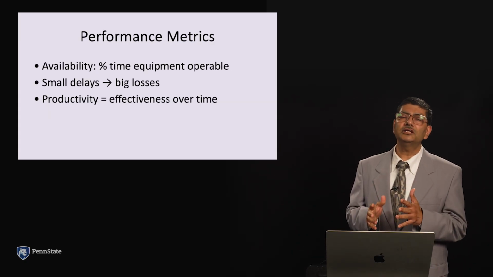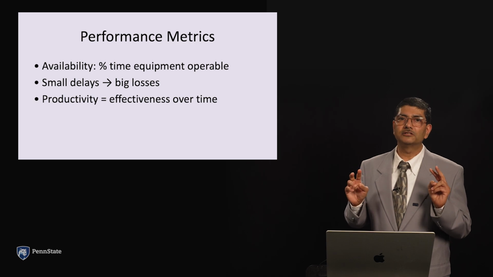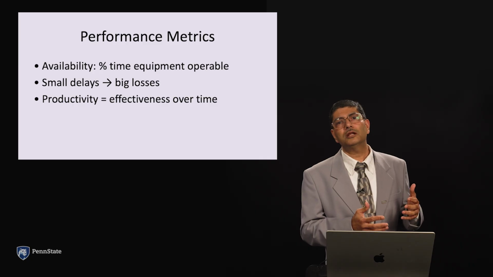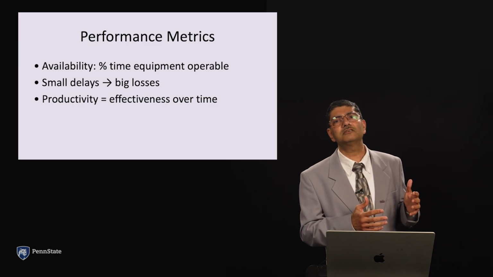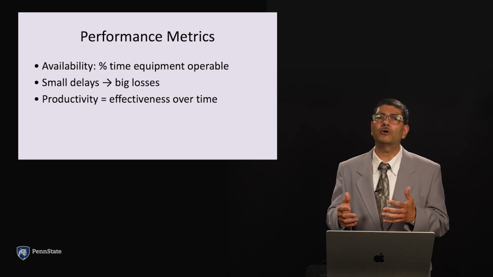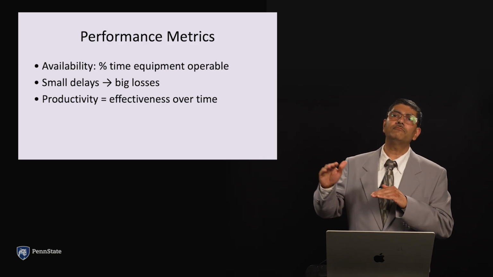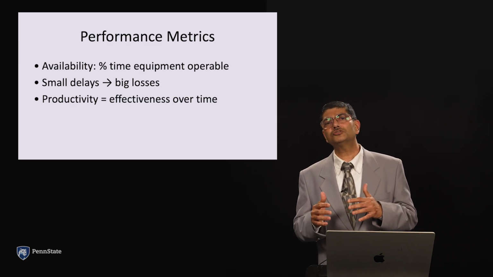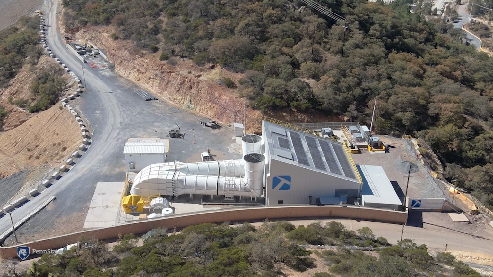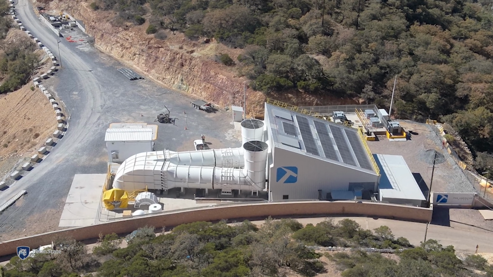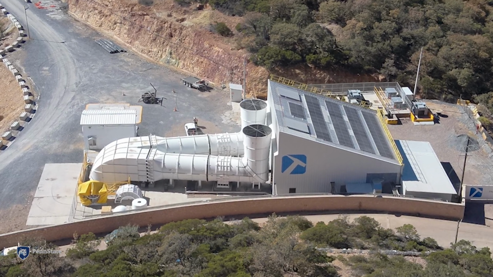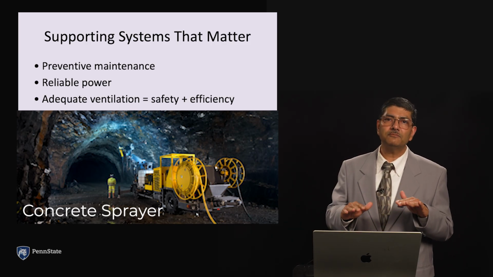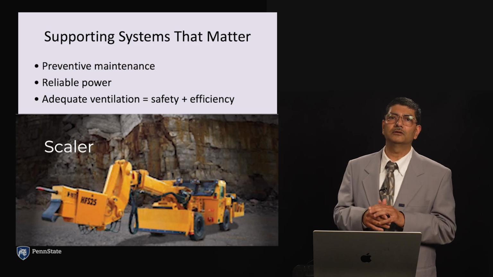Productivity and availability. Key performance metrics include availability, production and productivity. Availability is the fraction of time equipment is operable. Small delays add up very quickly. A minute lost per cycle can erode tons of ore over a shift. Emphasis on reliable power, robust maintenance, and adequate ventilation, especially for the underground, are essential. These auxiliary operations underpin safety, sustainability, and productivity.